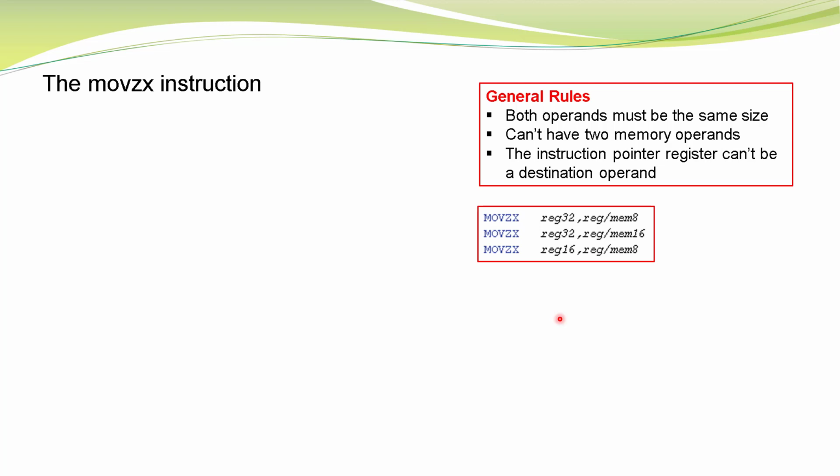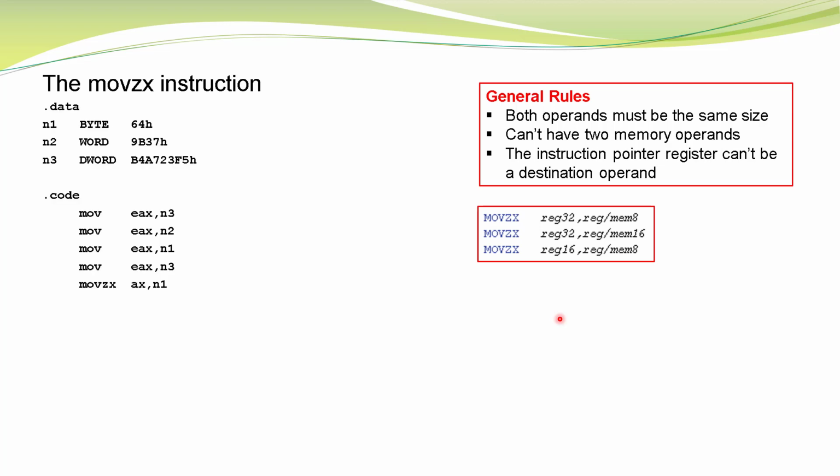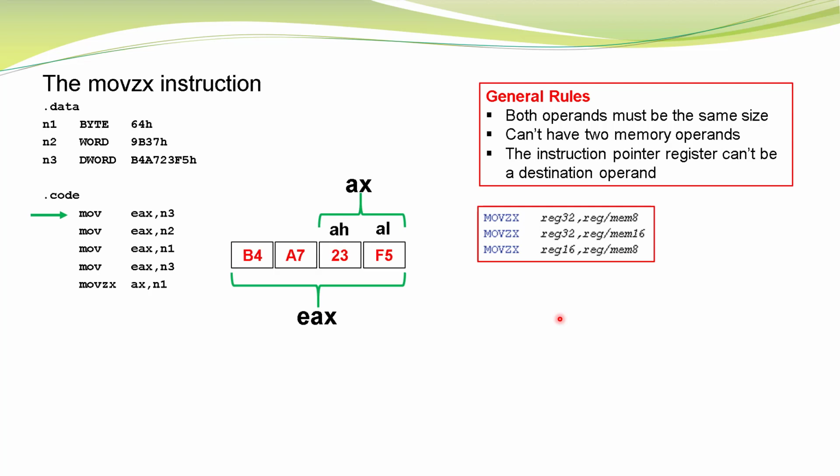The Z stands for 0, and the X stands for extended. Let's take a look at this code. All right, the first thing I want to do is, like we did before, load up the EAX register with this big value. Now notice what I'm trying to do here. It won't let me do it. It being the assembler, why not? Well, because N2 is word size, EAX is double word size. Remember, the operands have to be the same size.